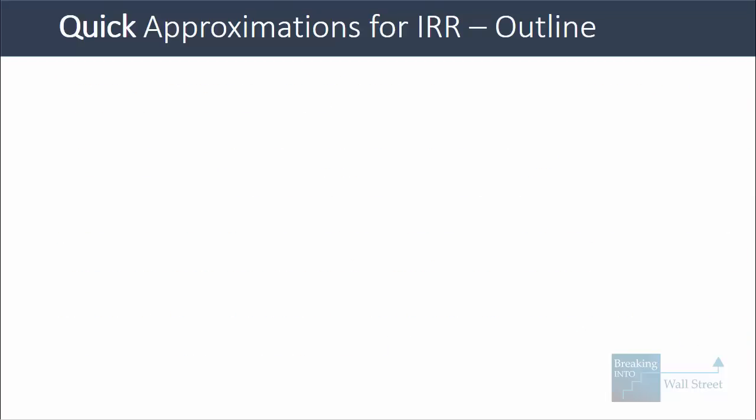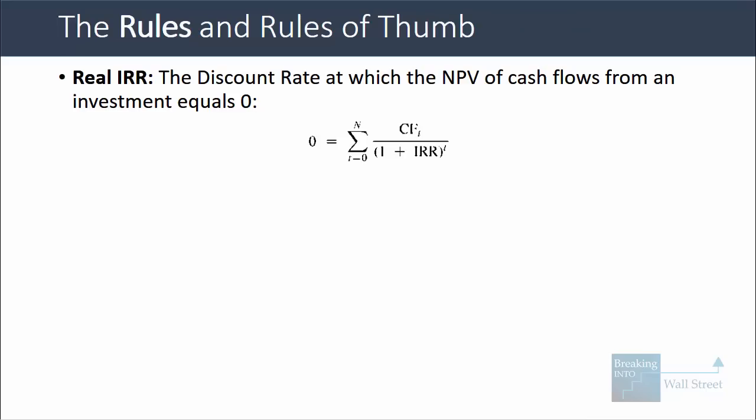With that out of the way, though, let's jump into the main part of this lesson and learn what these rules are and then how to apply them. So the way IRR is officially defined is that it's the discount rate at which the NPV of cash flows from an investment equals zero. Essentially you take the future cash flows from the investment, you discount them back to their present value, and then you try to find the discount rate at which the present value equals whatever you initially invested in the company or asset or whatever else it is.